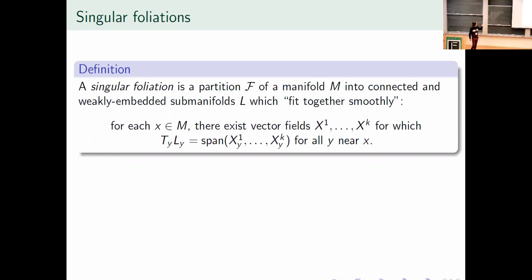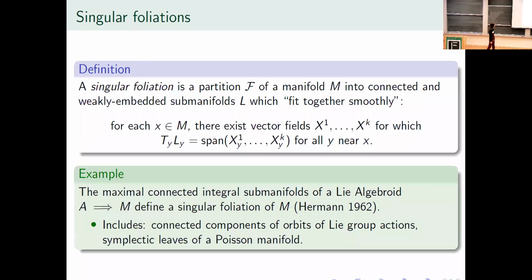Just a small comment on this weakly embedded assumption. It's a bit stronger than immersed. All it means, or a consequence for us, is that the smooth structure on the leaves is unambiguous. It's completely determined by the leaf as a set and the ambient manifold structure. So I don't need to worry about the smooth structure on the leaves, specifying what it is.